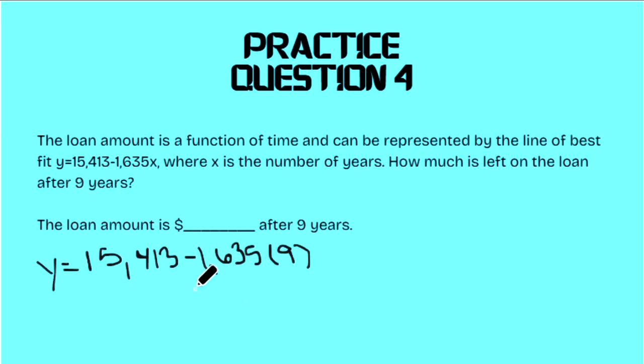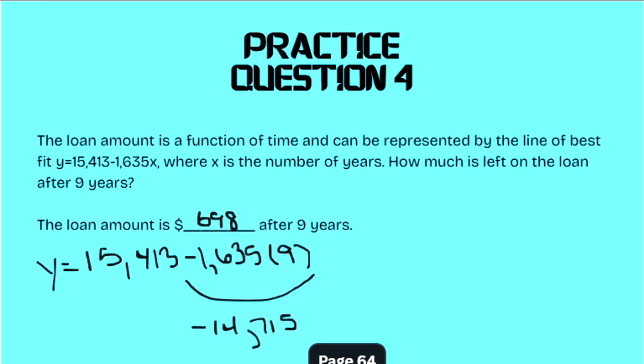So we need to do PEMDAS, so we do this part first, okay? We're going to go 1,635 times 9 is going to give us 14,715. So now we have 15,413 minus 14,715 gives us 698. So you've almost got the loan paid off after 9 years.